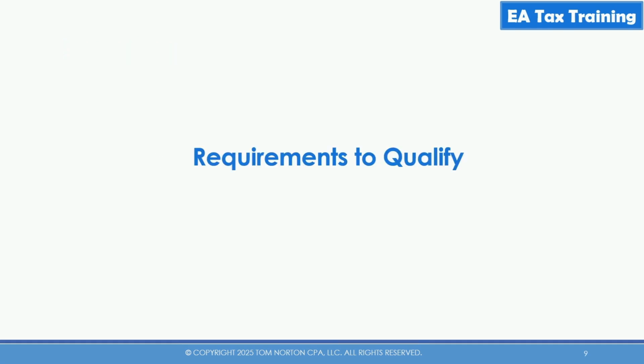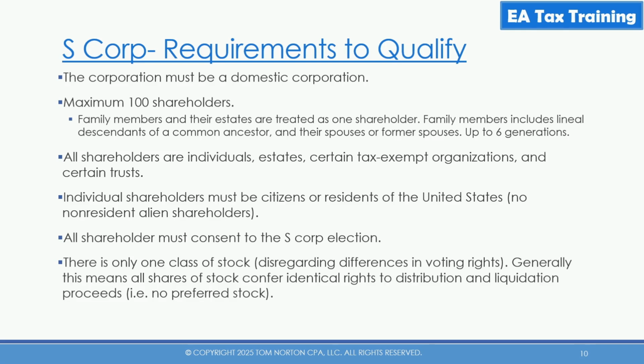So what are the requirements to qualify for S corp status? We've talked throughout part 2 about making an S corp election and if you qualify. So what does that mean? You will want to know these qualifications for the exam because it will definitely be tested. First of all, the corporation must be a domestic corporation. Secondly, there is a maximum of 100 shareholders. You will definitely want to know that number.